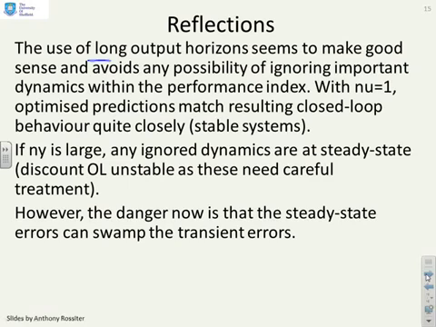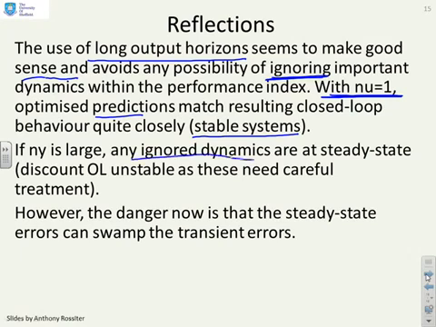Generally then, if you use long output horizons, they seem to make good sense for stable open loop systems, and it avoids any possibility of ignoring dynamics. We remember in the previous video we noticed we're ignoring dynamics, and that caused a problem. With large ny, none of the dynamics are ignored, and that's good. If in parallel you use nu equals 1, then the optimized predictions will match the resulting closed loop behavior quite closely for stable systems, so you've now got a fairly well posed optimization, and you're quite happy.